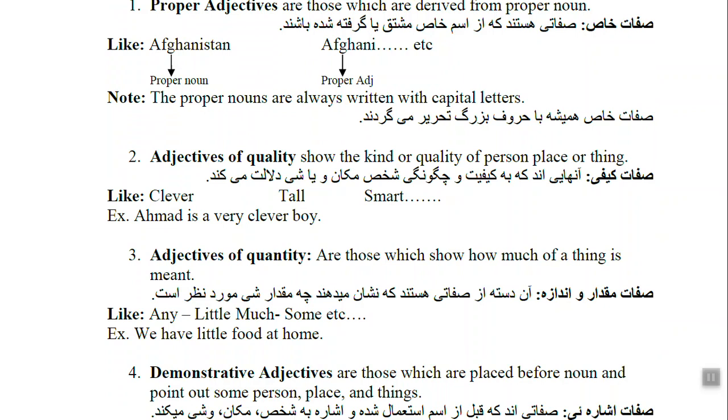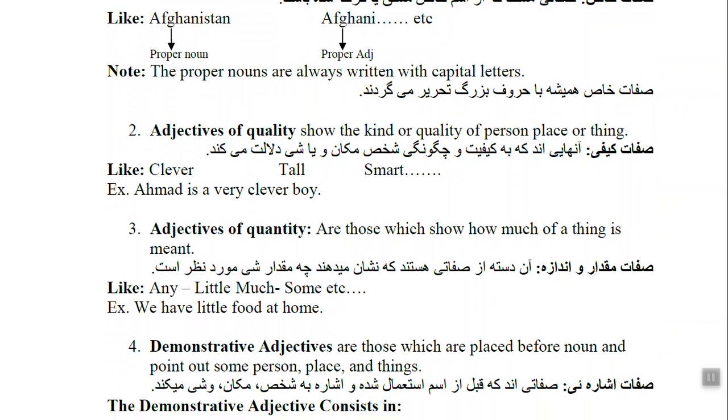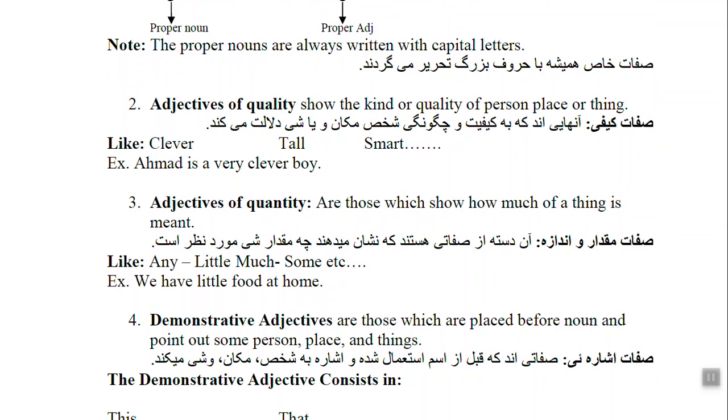Adjectives of quantity. Adjectives of quantity show how much of a thing is meant. For example, you can say some, any, little, much, enough, or no, and so on. We have little food at home. Little shows we don't have much food. Or we have no drinking water at home. Like these things.